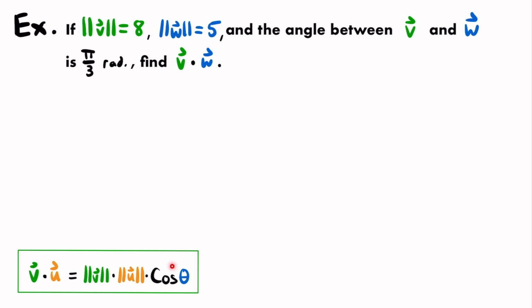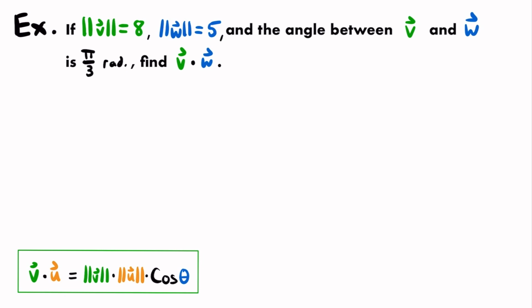This is our alternate form of the dot product, which allows us to find a dot product between two vectors if we know the angle between the two vectors and the magnitude of those vectors. All right, and in this case, we do know all of that information. The angle between vector v and vector w is pi divided by 3, and we're given the magnitudes of vector v and vector w. So in this case, we can use this formula, just replace vector u and its magnitude with vector w and its magnitude.